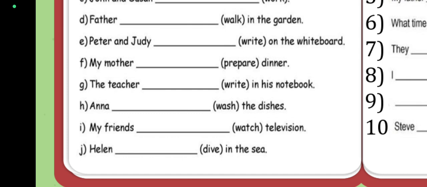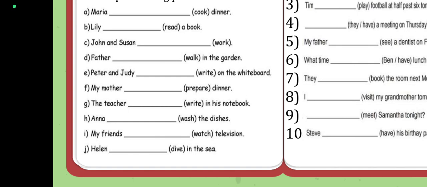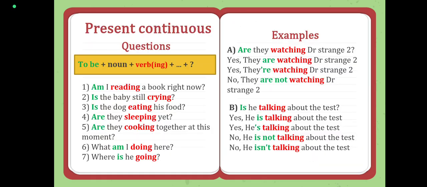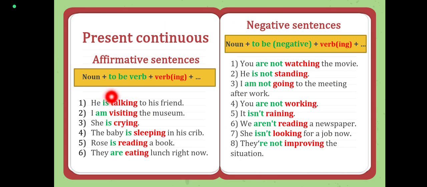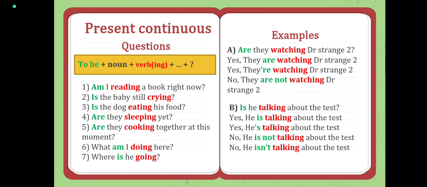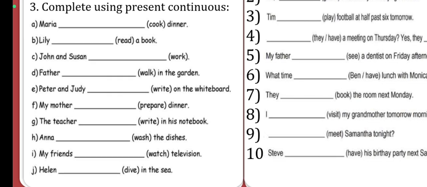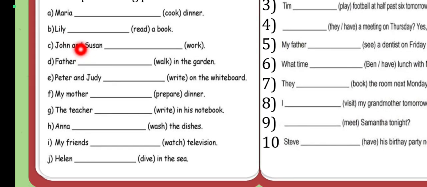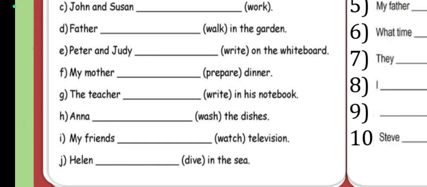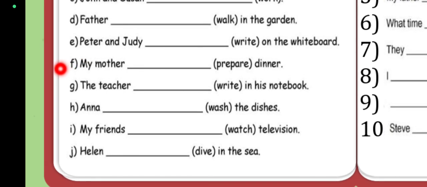Helen diving in the sea. That's good. Really good job. Just be careful. Let's check. You said noun plus verb in gerund form. That part is correct. But it remains the verb be. You forgot to add the verb be. Yes. So, for example, Lily is reading. Okay, so here we have. Of course.